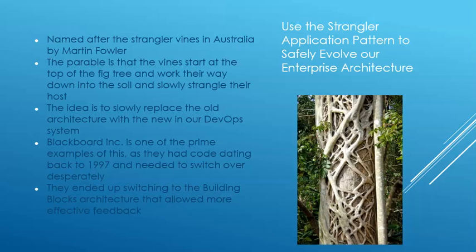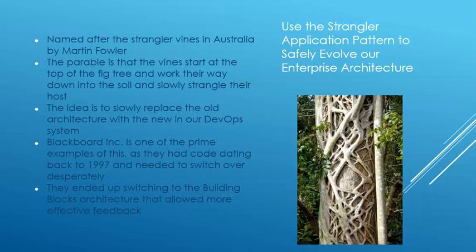This turned into a parable and an analogy for the Strangler application pattern, which is, in this case, the tree represents the old architecture, and the vines represent the new, where you are slowly replacing the old architecture with the new one. Blackboard Incorporated is a prime example. They are a lot like Canvas, but they had this old code system that they desperately needed to switch over, and were able to do so using this pattern, just slowly making the changes until the old system was obsolete.